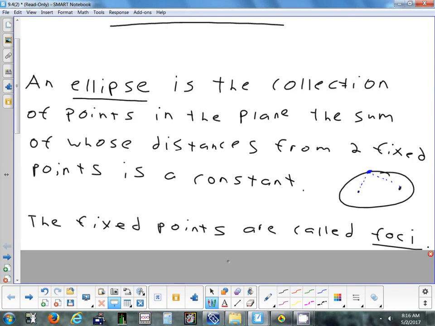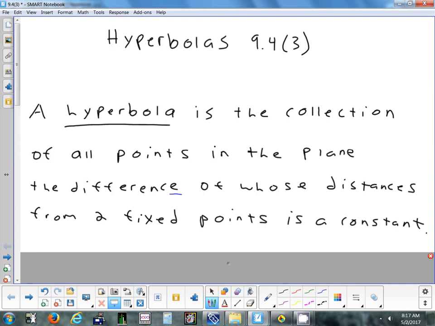No matter where you drag that blue point, the sum of the distances to each of those two foci is always the same. That's the key word that makes it an ellipse. If you find the sum of the distances to the two foci, you get a constant. Well, with a hyperbola, the only thing that changes is we change the word sum to difference. So you're still measuring the distance to two fixed points, but now you're not adding them. You're going to take the distances from a point to each focus and subtract them, and you will always get a constant.